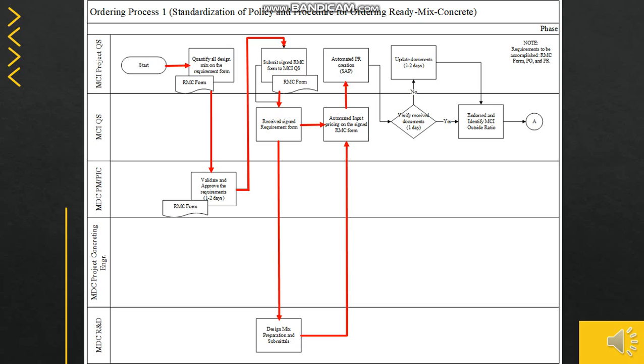After that, the PR or purchase receipt creation is automated under Project QS. Then, we'll verify the received documents by the MCIQS. But if it needs some changes, the Project QS needs to update those documents. After verifying or updating the documents, MCIQS will endorse and identify the MCI outside ratio.